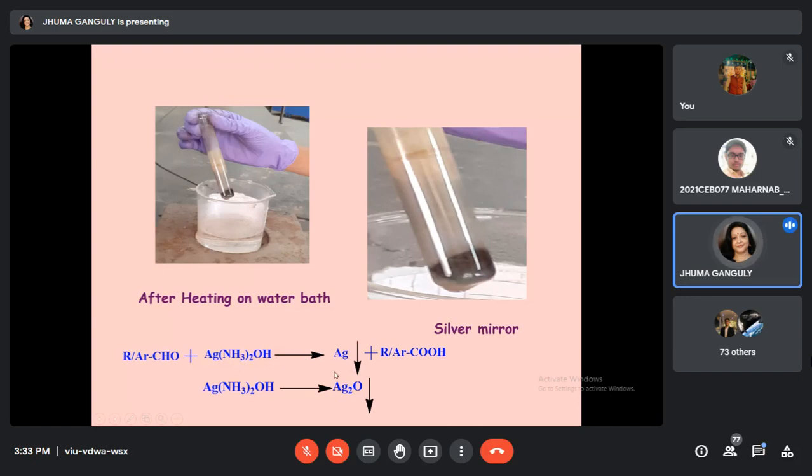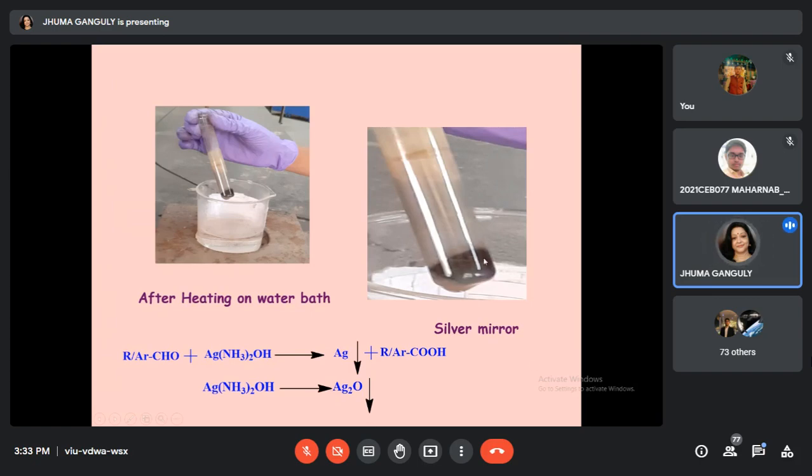After this, the aldehyde group is oxidized to the carboxylic acid group, and silver +1 is reduced to silver 0. So this is also an oxidation-reduction reaction. I will ask this question: what is the oxidation number of silver in Tollens reagent, and what is it after the silver mirror? This type of simple question we will ask.